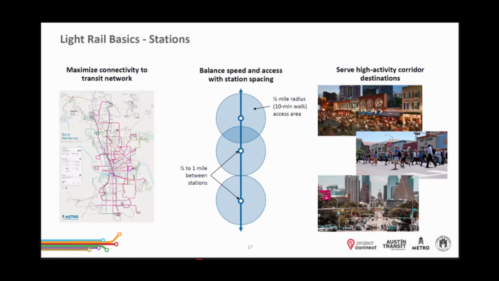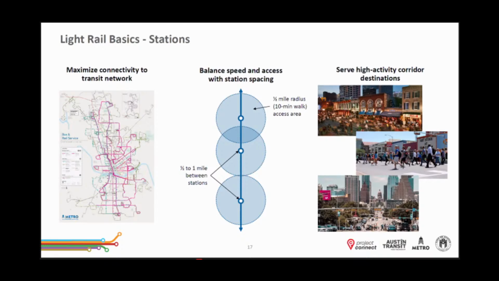So much of our work in selecting station locations was conducted in earlier phases. This slide provides a helpful high-level summary of how we evaluated where to locate a station along a corridor. Stations should maximize their connections to the existing transit network, ideally providing stations that can be used by multiple bus routes or light rail routes.